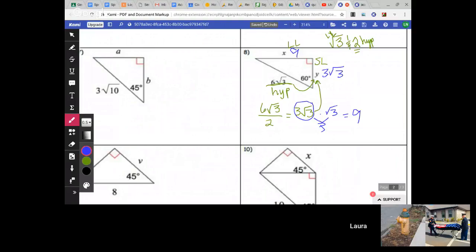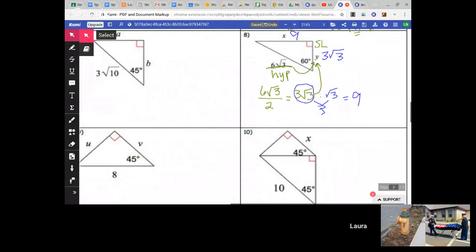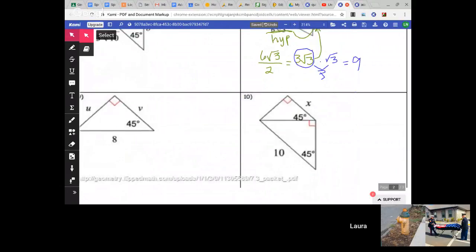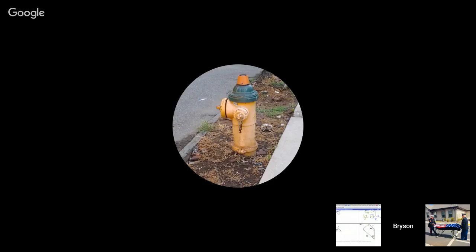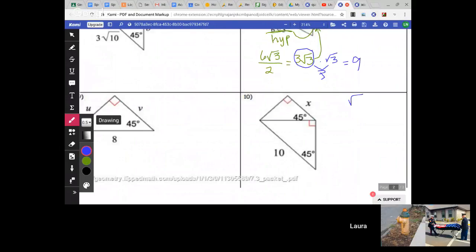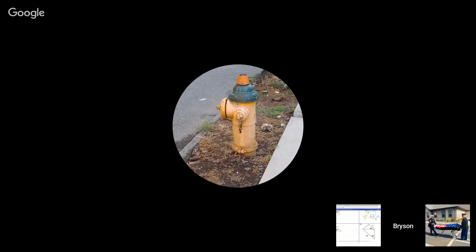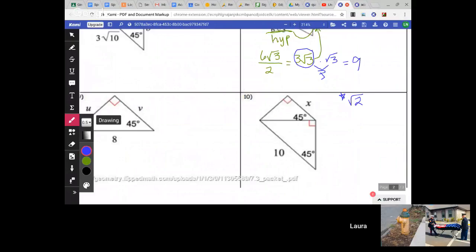Let me scroll up a little bit. All right. These are 45, 45, 90. So they have a different magic number. What's the magic number with those kind of triangles? Root 2. Okay, so root 2. In the top triangle, you don't know any of the sides, so you can't really work with anything yet.